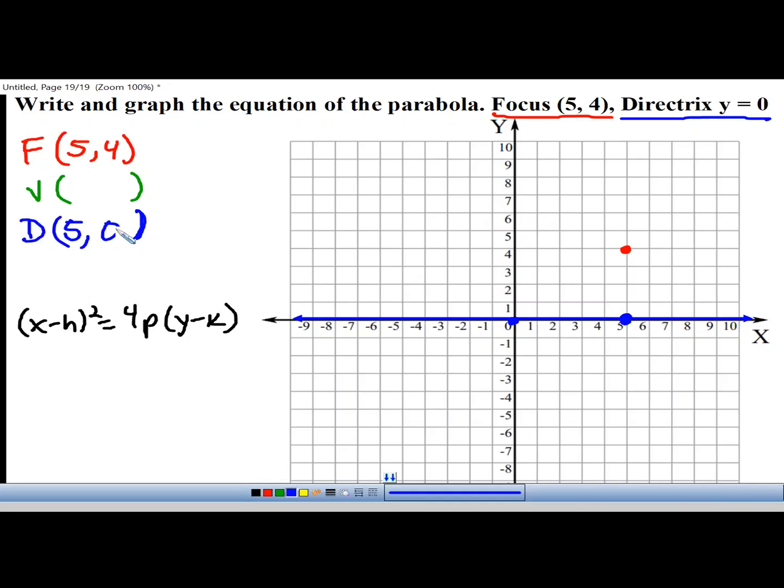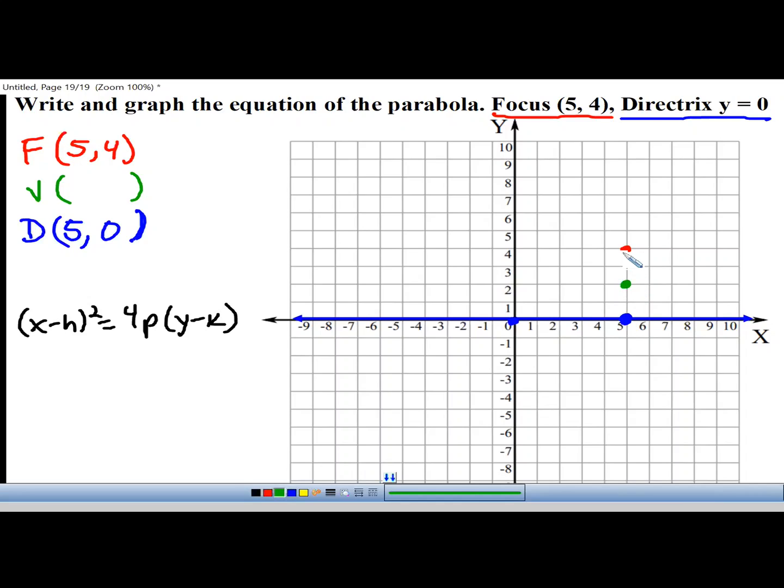All right. What else do we know? Now that we have our focus, which is the point the parabola is going to open towards, we have a point on the directrix. Now we need another point, which is our vertex. Is that correct? And the vertex is in between those 2 points. It's equidistant. So first, what is the total distance? 1, 2, 3, 4. So the equidistant point from each one of those is 2 steps from each. So I'm going to place my vertex there.